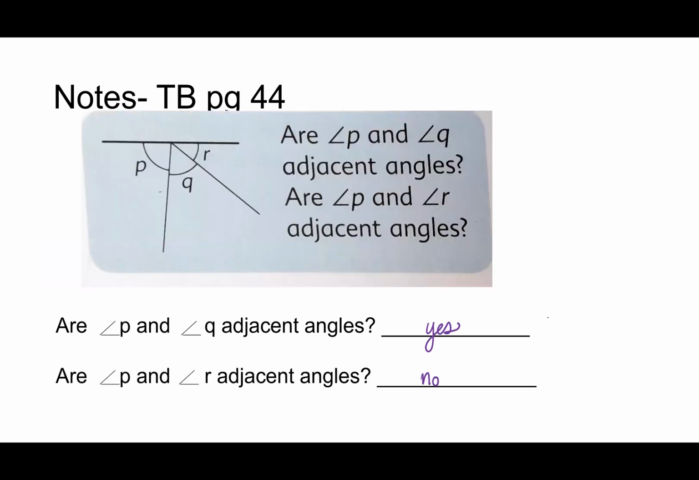Okay, I don't understand how. Q and R are adjacent angles. Those two are. The question was, are P and R adjacent angles? Oh. So, yeah, you did understand what adjacent angles meant. It's just that you misread the P.